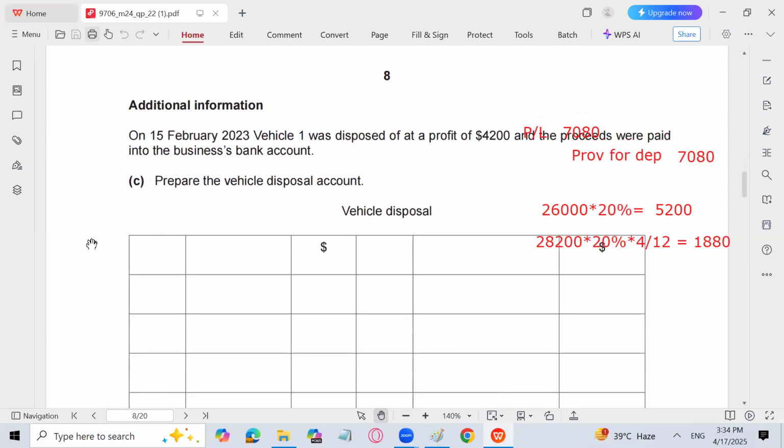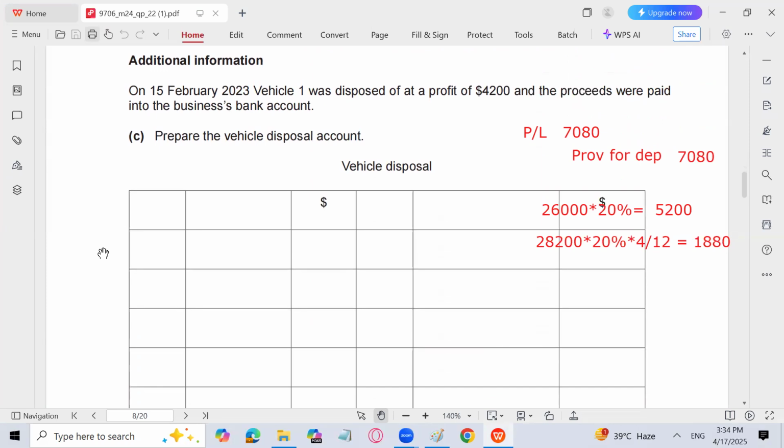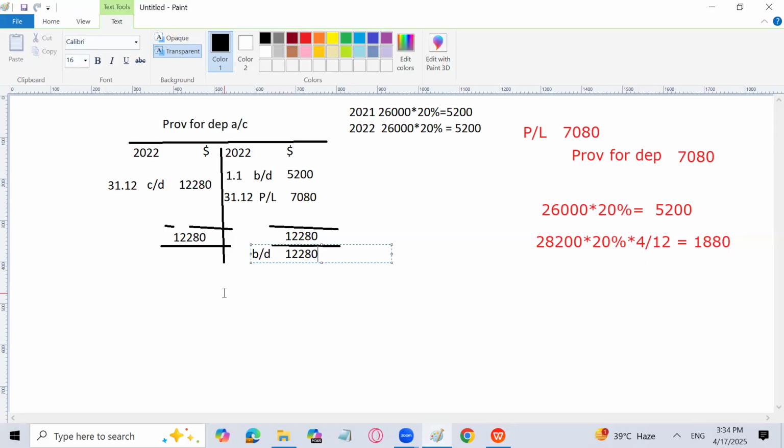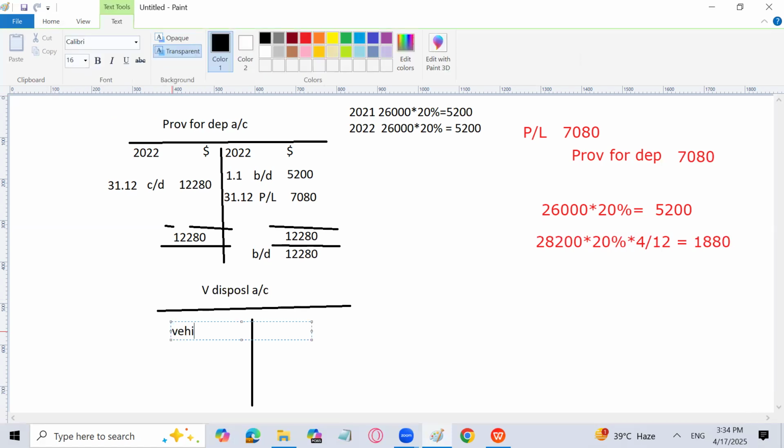On 15th February 2023, vehicle 1 was disposed of at a profit of 4200 and the proceeds were paid into the business bank account. So we have sold the asset for 4200 and he has asked to prepare the vehicle disposal account. This is quite easy. I'll prepare the vehicle disposal account. On the debit side, I'm going to write the cost of the vehicle. The cost of the vehicle which has been sold is 26,000.